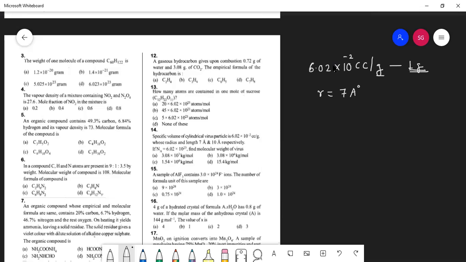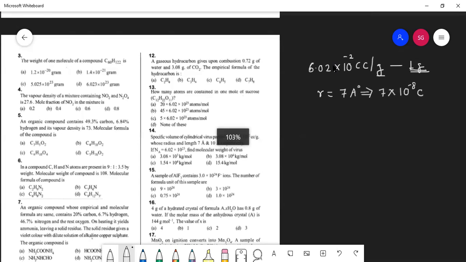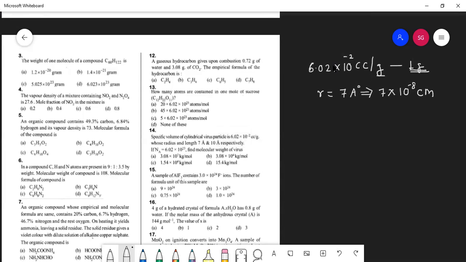Students, if you want to convert into centimeter, it is 7 into 10 raised to minus 8 centimeter. And then the length is given, 10 angstrom, that is 10 into 10 raised to minus 8 centimeter. Now they have said, students, cylindrical virus.